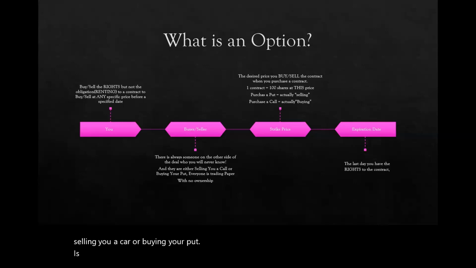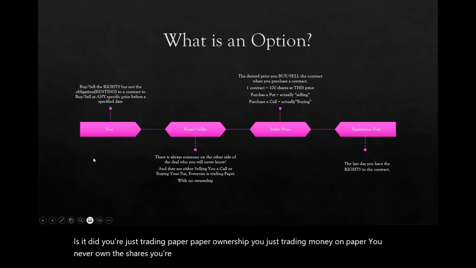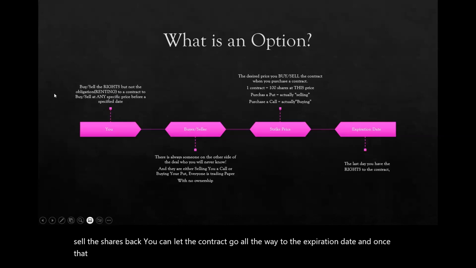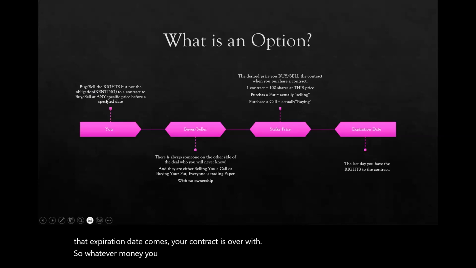You're just trading paper ownership. You're just trading money on paper. You never own the shares. You're not obligated to the shares. You don't have to sell the shares back. You can let the contract go all the way to the expiration date. And once that expiration date comes, your contract is over with. So whatever money you've got invested in it, it's best that you sell your contract before the end of the date. And we'll get into a little bit more detail.